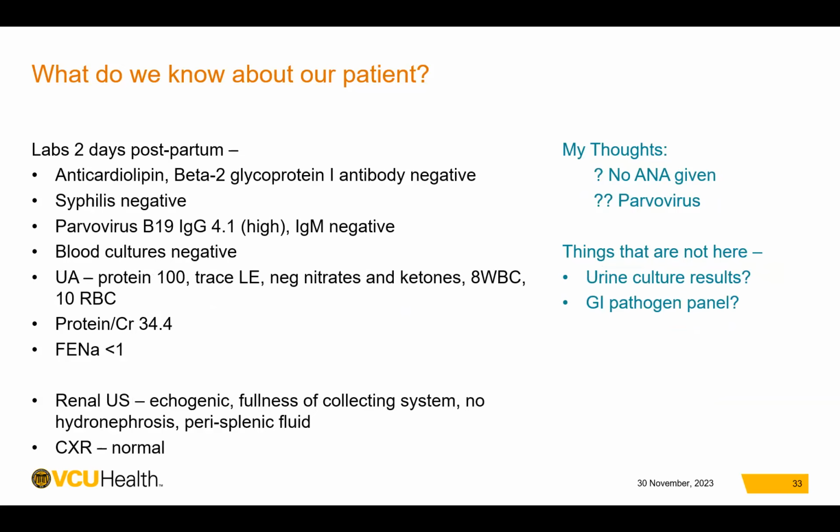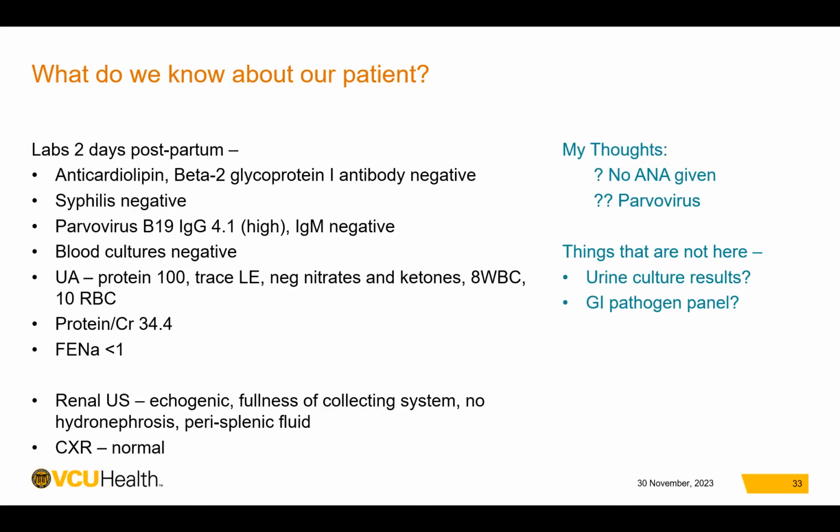Then other labs that we got, and I think these are the ones that are going to help us narrow down our differential. Her anti-cardiolipin and her beta-2 glycoprotein antibodies were negative. Her syphilis is negative. That doesn't ring any bells, except for the fact that it is CPC, and it wouldn't be a CPC if we didn't talk about lupus and syphilis, right? So her parvovirus B19 IgG is high, but her IgM is negative. Her blood cultures are negative. Her UA is pretty bland, except for the proteinuria, and she does have a fairly significant proteinuria at 34.4, her protein to creatinine ratio. Her FeNA is less than 1.